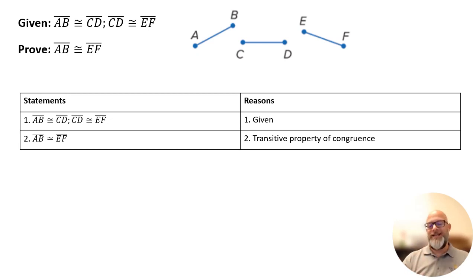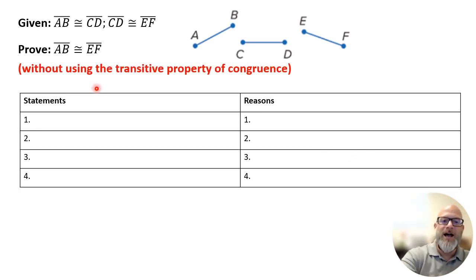and still try to get to the answer. And this is to build up your skill set. Let's try the same exact problem, but notice here I'm going to say now, you cannot use the transitive property of congruence in your proof. See, it's the same proof, but now it's going to be 4 lines because you can't go directly there through the transitive property of congruence.